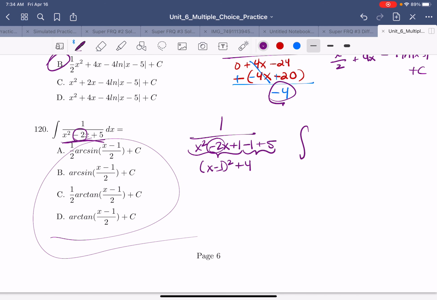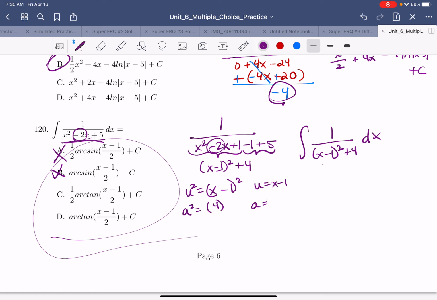So I'm going to have the integral from 1 over x minus 1 squared plus 4 dx. And I know this is definitely going to be the tangent one, because the tangent one had some kind of u squared plus a squared, if I remember correctly. So I know that u was equal to the one with the x term, so x minus 1, right? A squared was equal to 4. So that means that u is equal to x minus 1 and a is equal to 2.